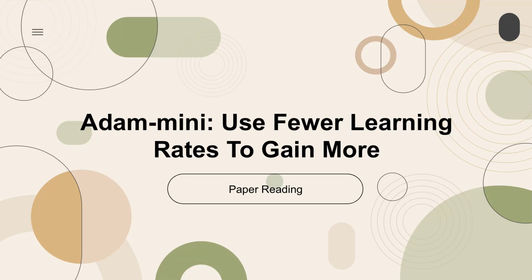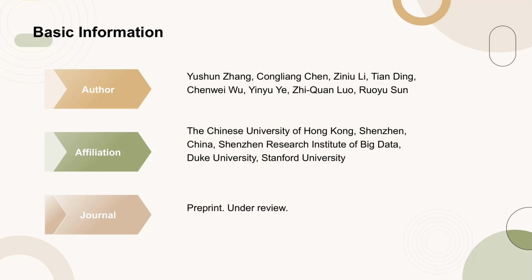Today's paper is titled, AdamW, Use Fewer Learning Rates to Gain More. This paper was authored by Yushun Zhang and colleagues from the Chinese University of Hong Kong, Shenzhen, China, and other esteemed institutions. It is currently under review for publication.